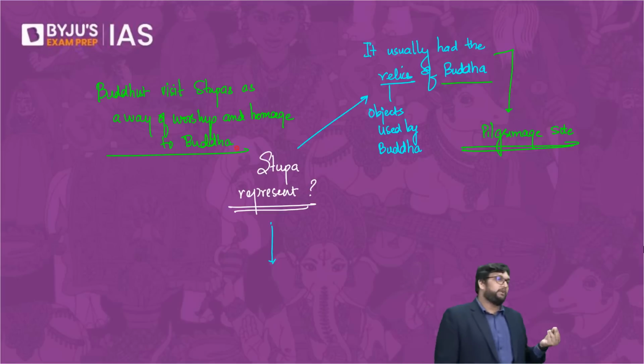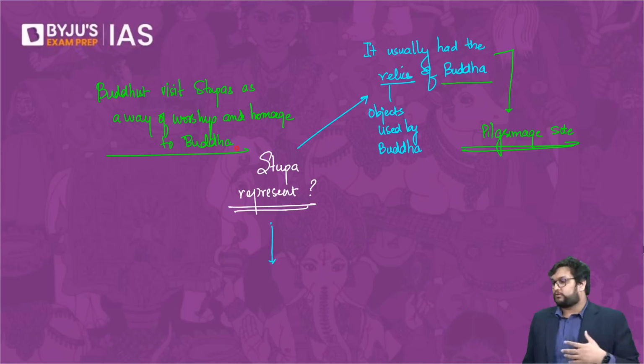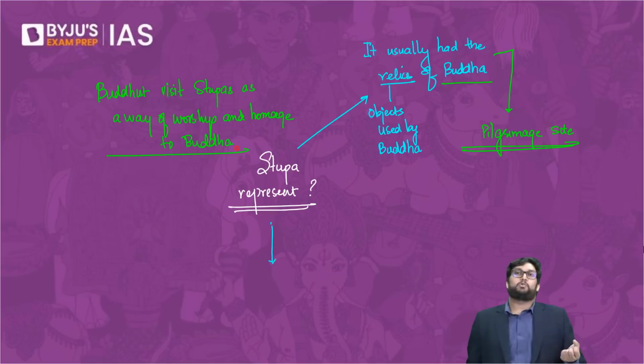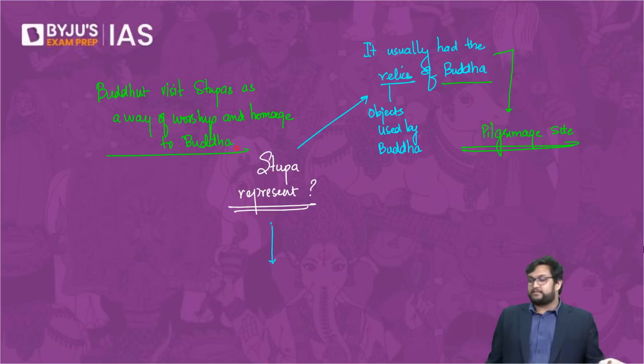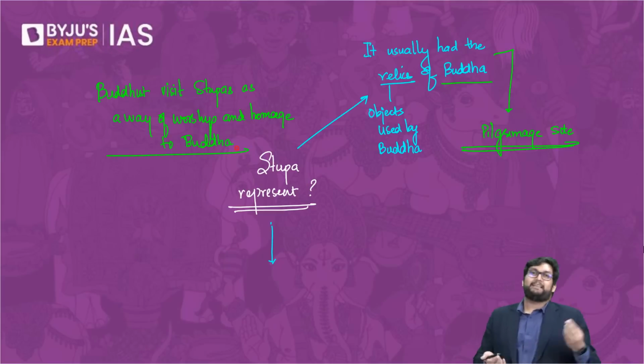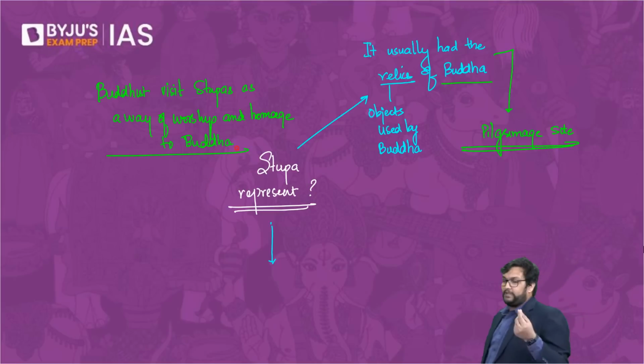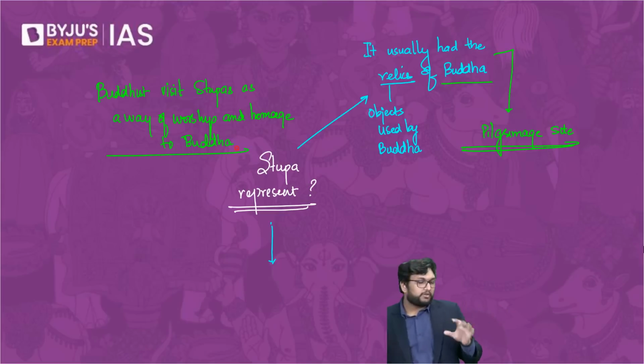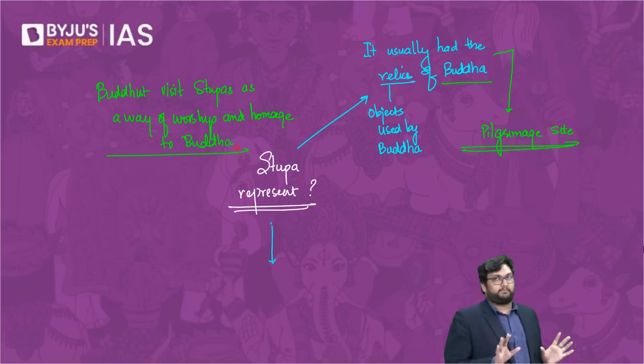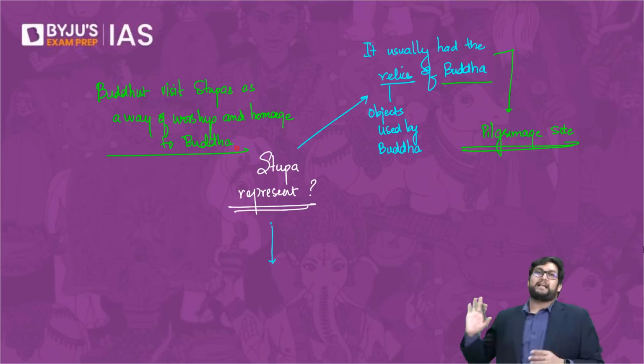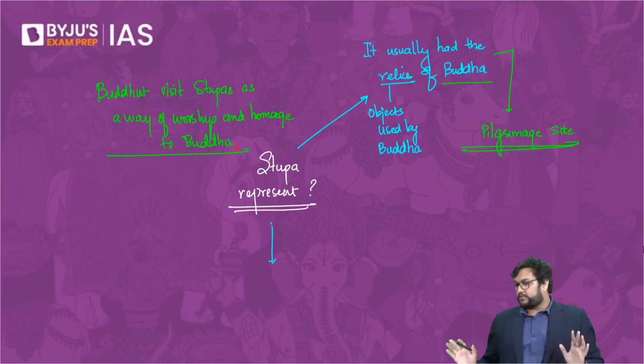Relics are small objects which Buddha used throughout his life. For example, his clothes, the utensils he used, all things which are considered to be related to Buddha, they are relics. They are objects used by Buddha. So the first purpose is very clear. That if you go to the Sanchi Stupa, you are basically going there.